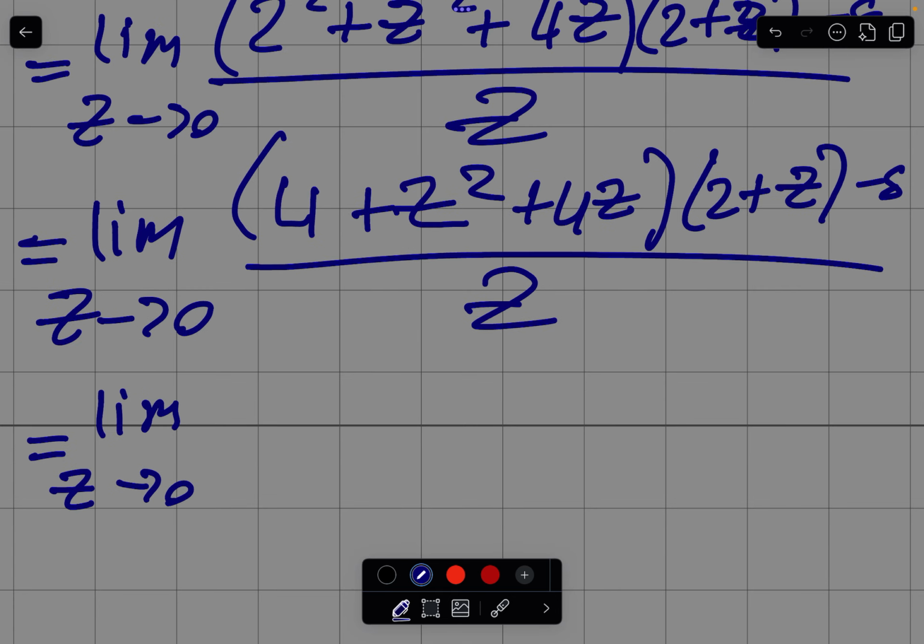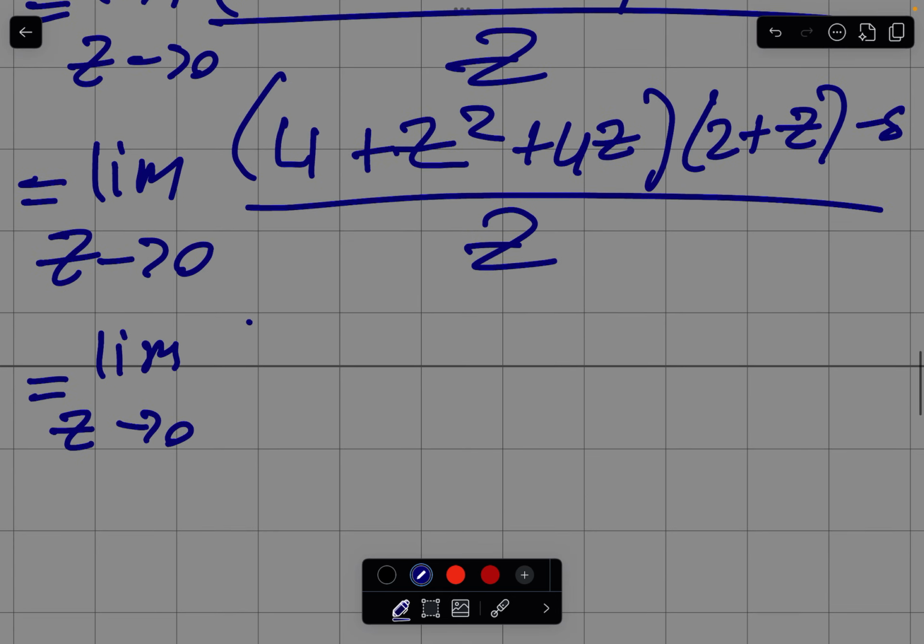Therefore, we're going to multiply the brackets. We're going to have 4 times 2, which is 8, plus z squared times 2, which is 2z squared, 4z times 2, which is 8z. Therefore, we are going to have 4 times z, which is what?